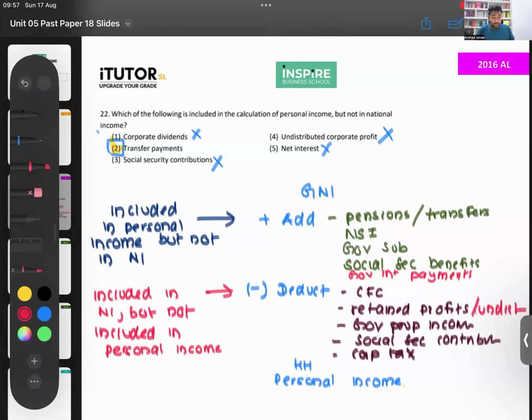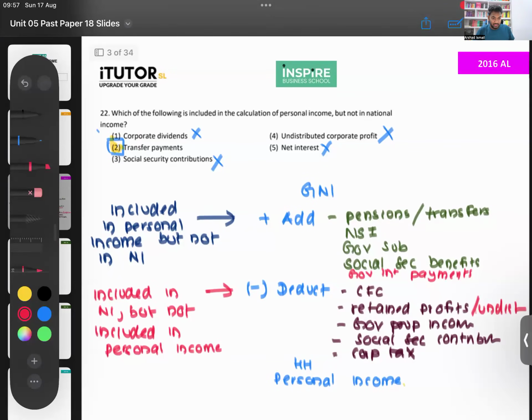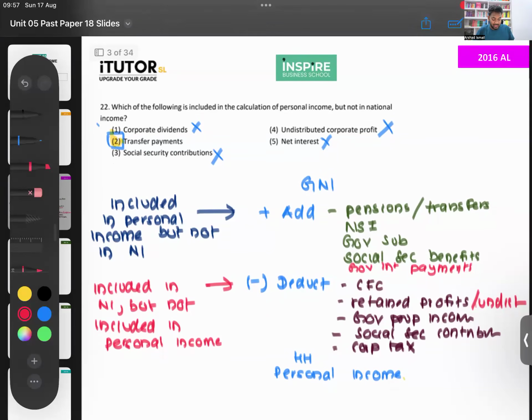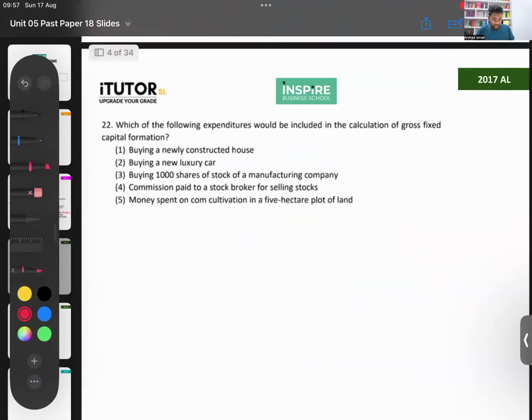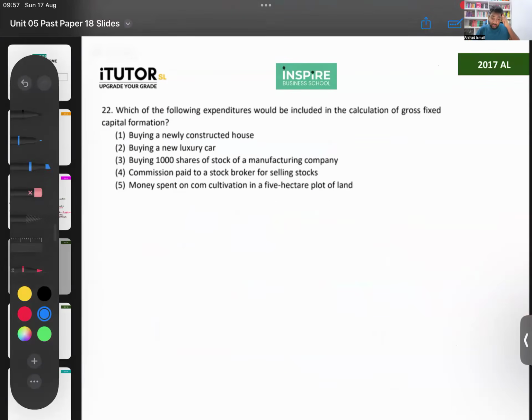That's 2016-22. Why do we include household income? What do you mean household income? We are trying to calculate household income now. Okay, 2017 22 is saying, which of the following expenditure would be included in the calculation of gross fixed capital formation? We discussed this today in the mock exam series doubt clearing session also, we went through this. Which one?